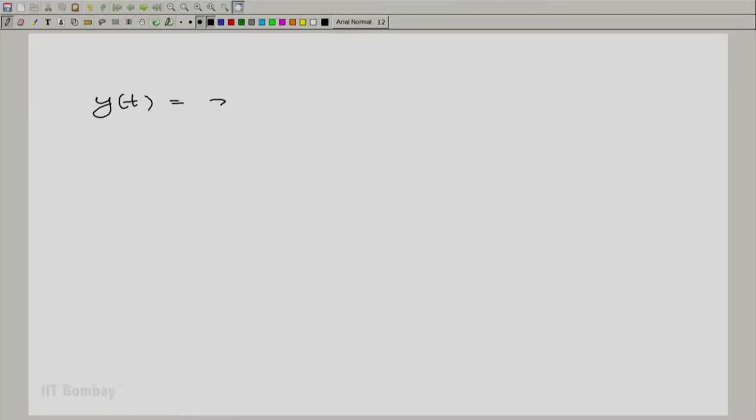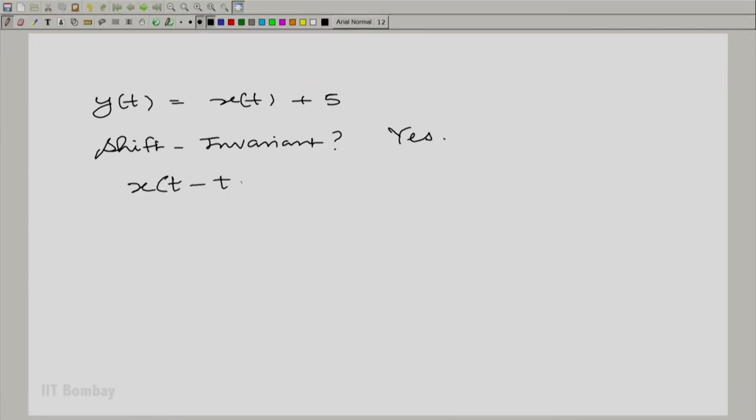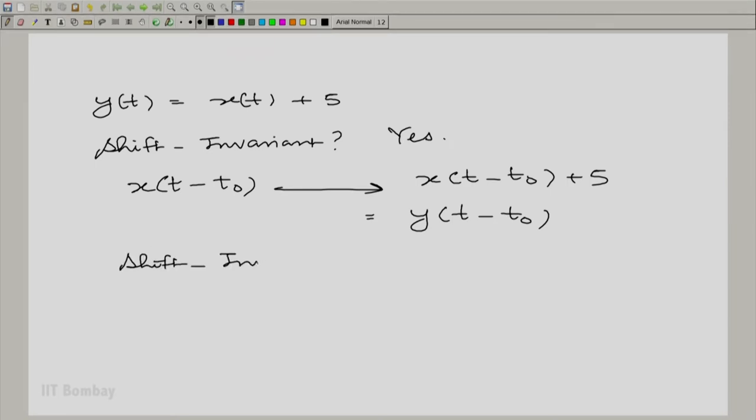So, welcome to the 8th session, in which we shall first answer the question that we posed in the previous session. Namely, if we look at the system y of t is x of t plus 5, is the system shift invariant? And the answer indeed is yes, because if x of t minus t0 is given to the system, the output is x of t minus t0 plus 5, and that is of course equal to y of t minus t0. So, this is also an example of a system which is shift invariant but neither additive nor homogeneous.